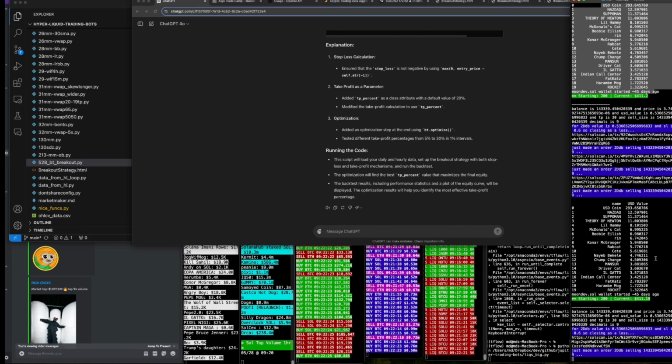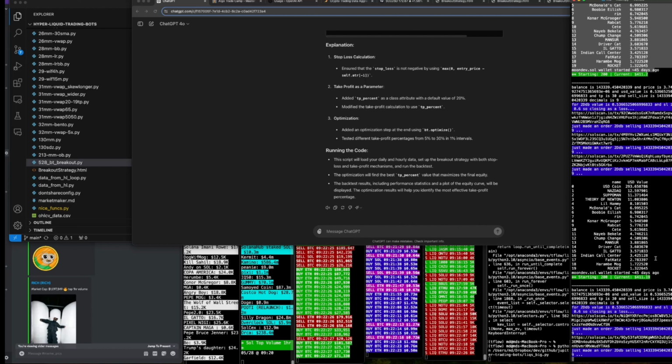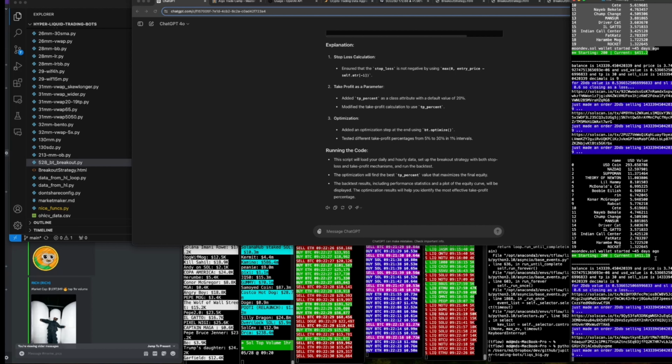The big things are arbitrage, like triangular arbitrage across multiple DEXes. That's the one I'm most interested in, other than sniping, of course.